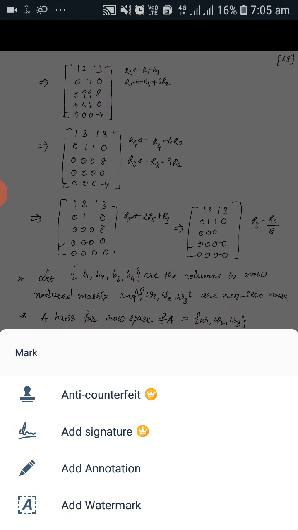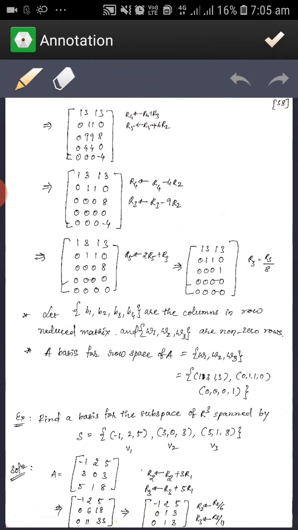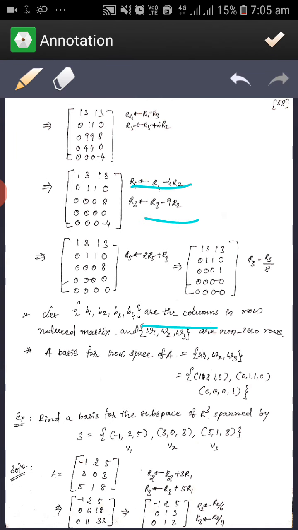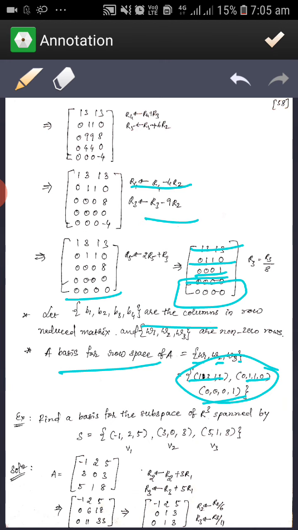After applying all these operations, we get the vectors like this. Then how many non-zero rows are there? 3. So these 3 we call the basis. They are named w1, w2, w3. So these rows we call the basis.